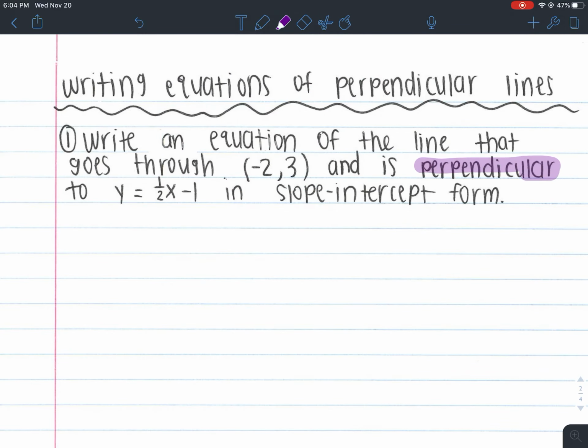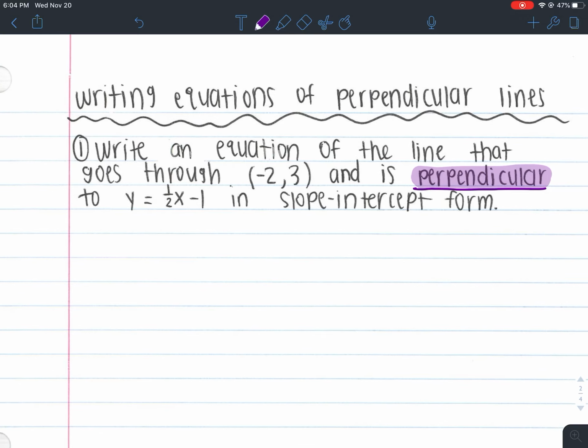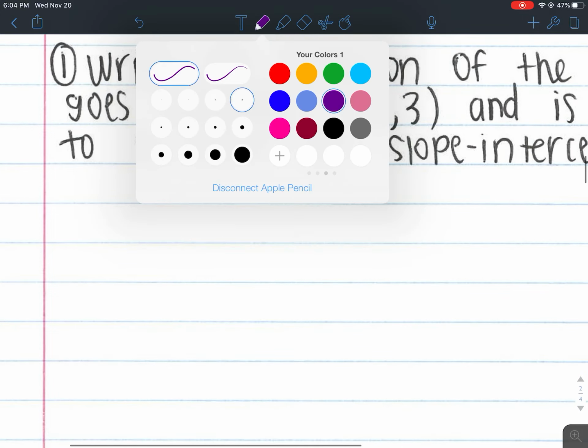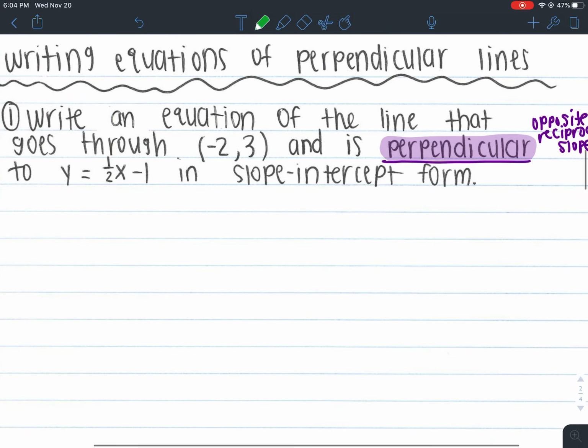Because it says perpendicular. The hard part about this unit is that we don't read. The most common mistake is that everyone treats everything like a parallel line, but they ask specifically for a perpendicular line, so you cannot treat it like a parallel. Perpendicular means I'm going to have opposite reciprocal slopes. Okay?